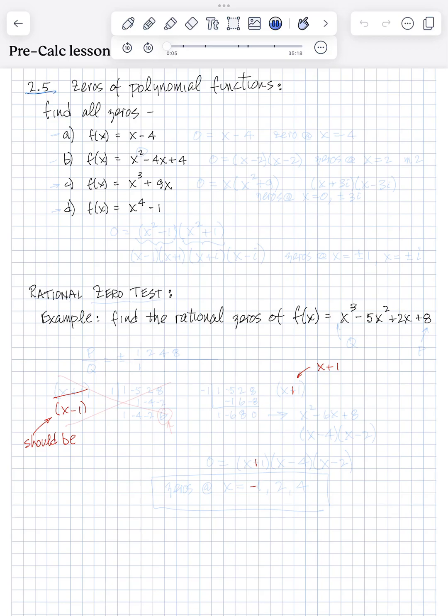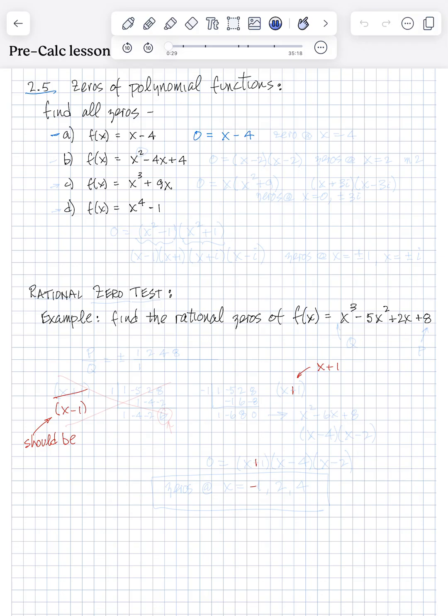We're finding zeros of polynomial functions. First, we'll do a little bit of a review. We're going to find zeros of some different polynomial functions. Let's take example A. So we want to find zeros. What that means is we set f of x equal to 0. So 0 equals x minus 4.